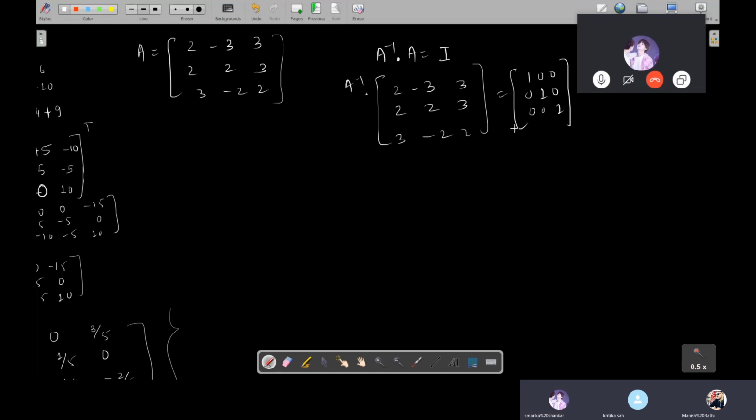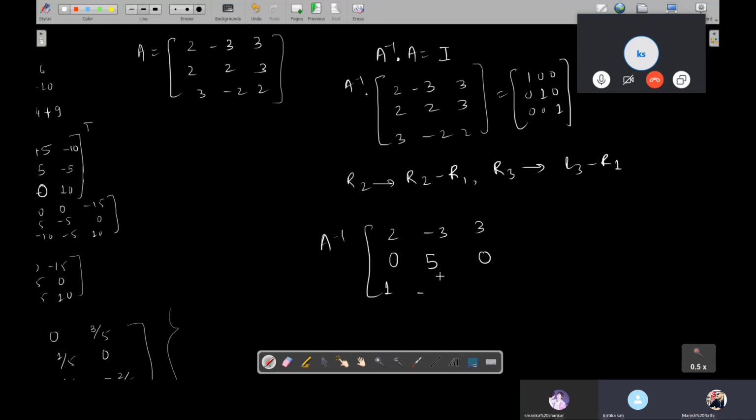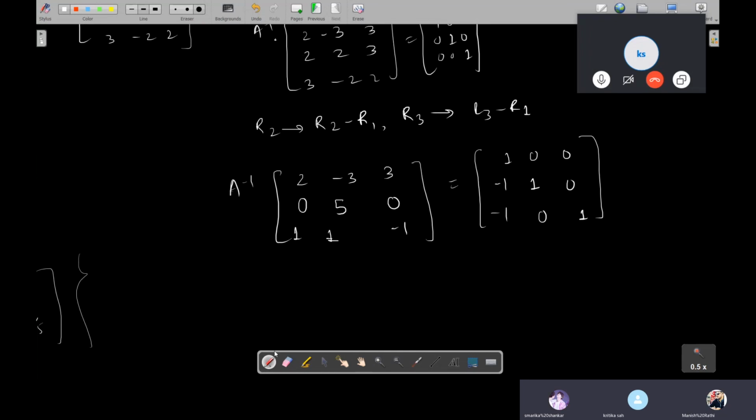Now what I need to do: first I will apply R2 changes to R2 minus R1, R3 changes to R3 minus R1. That means both row 2 and row 3 I am subtracting with R1. Let us see what we get. 2 minus 3, 3, 2 minus 2 is, and 1, 0, 0. 0 minus 1 is minus 1, 1, 0, minus 1, 0, 1. Clear?